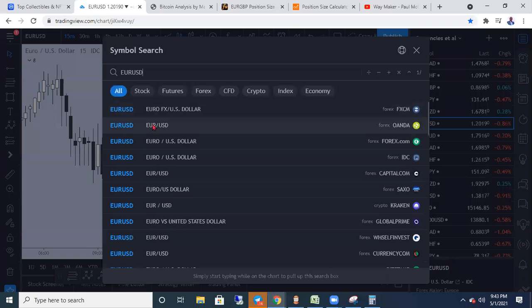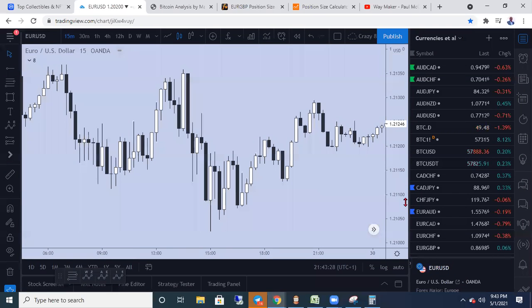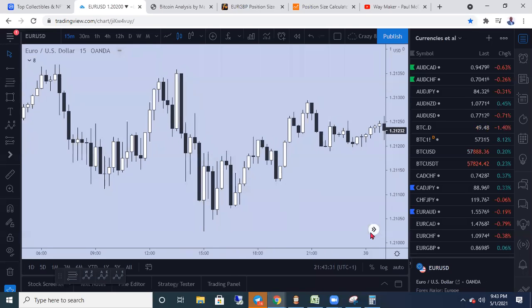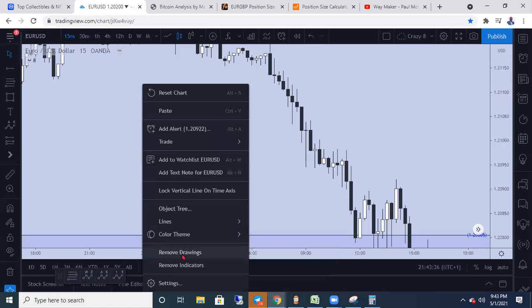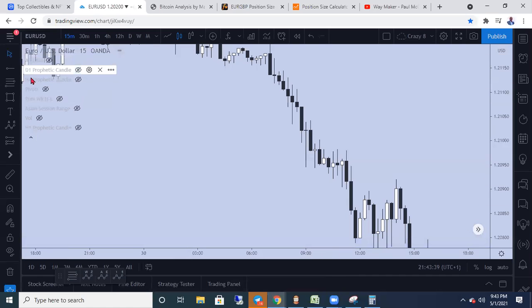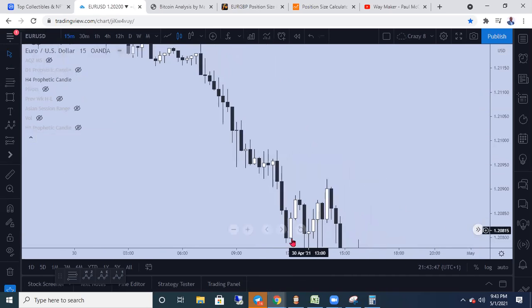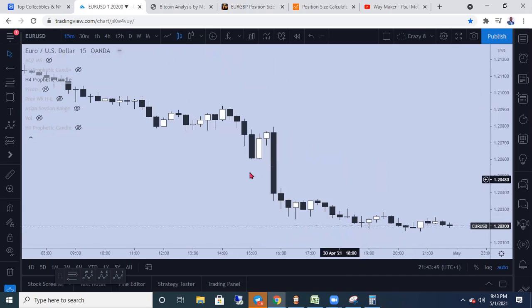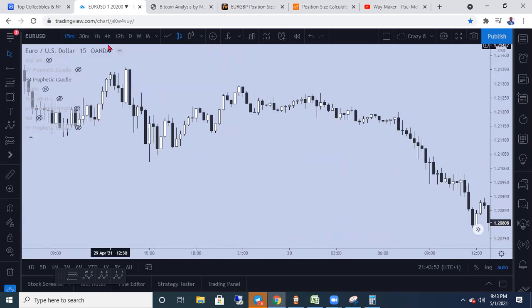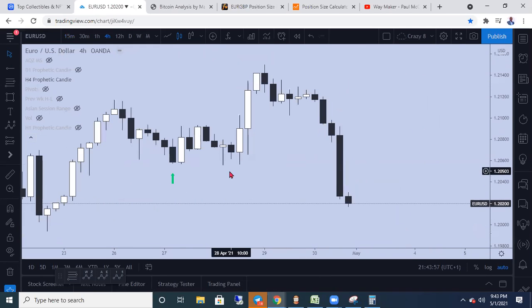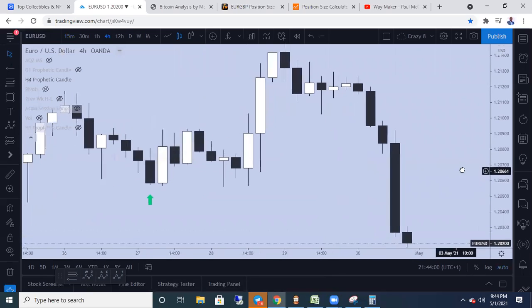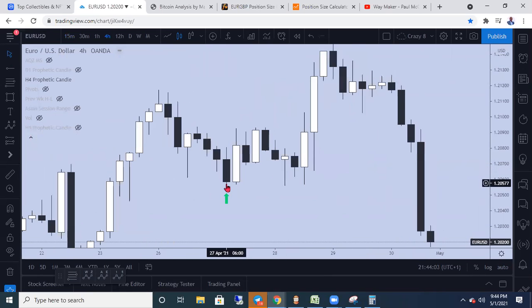All right, so Euro USD. We are going to take off all the drawings, and now we'll call up our H4PC, the H4 prophetic candle. I was wondering why it wasn't showing. Okay, so this is the H4 prophetic candle, and it gave us reasons to buy.